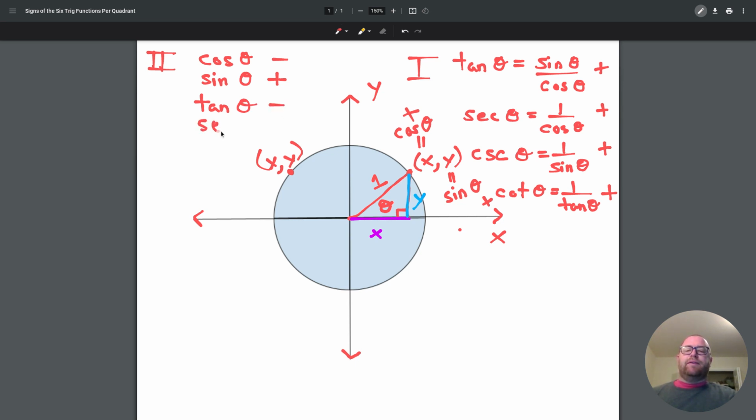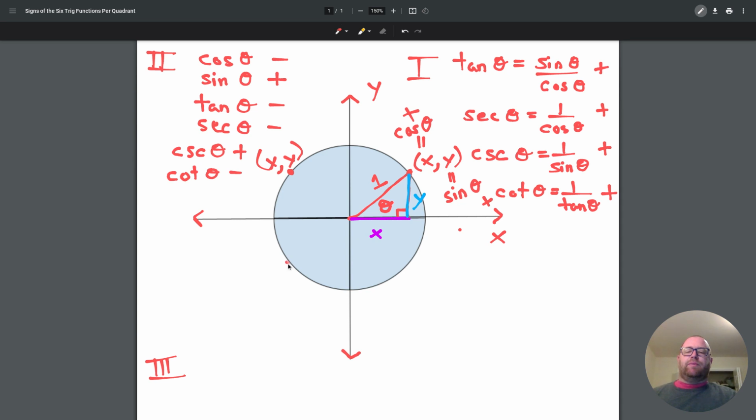The secant of theta is 1 divided by a negative number, the cosine. So that is negative. The cosecant of theta is 1 over the sine, so 1 divided by a positive number, so that's positive. And the cotangent of theta is 1 over a negative number, 1 over the tangent of theta, so that's negative. Okay, so that's quadrant 2. Let's go across to quadrant 3.